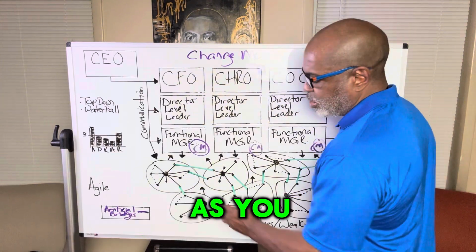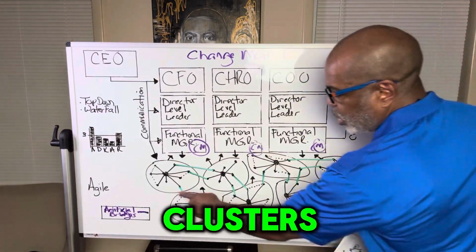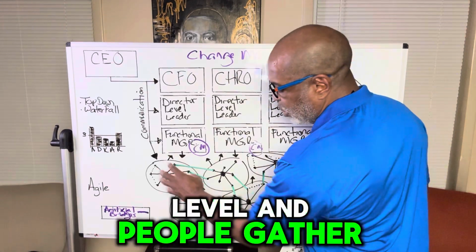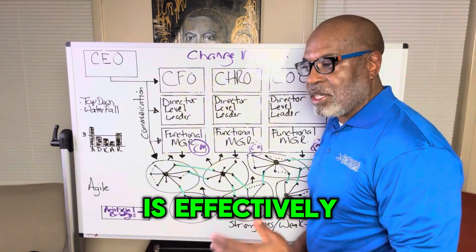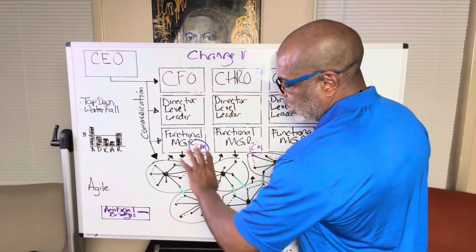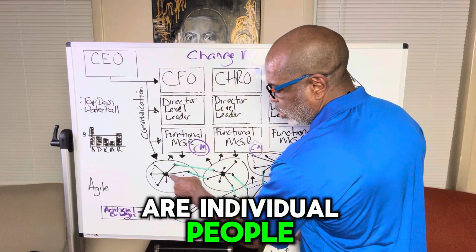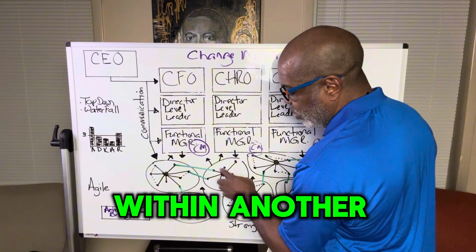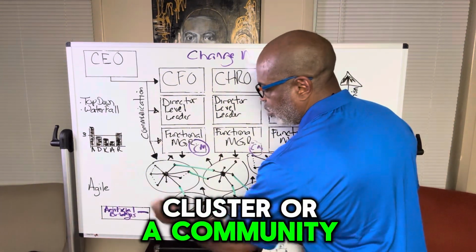As you can see here, this is a cluster of people. All these are individual clusters or communities of people within an organization at the frontline level. And people gather around the actual hub, the main person, who is effectively communicating or has some awareness of what this change is. What we have here, we have a hub, which is the person in the center. We have nodes, these are individual people. We have bridges that connect one person to another person within another group of people. And then we have what we call a cluster or a community.